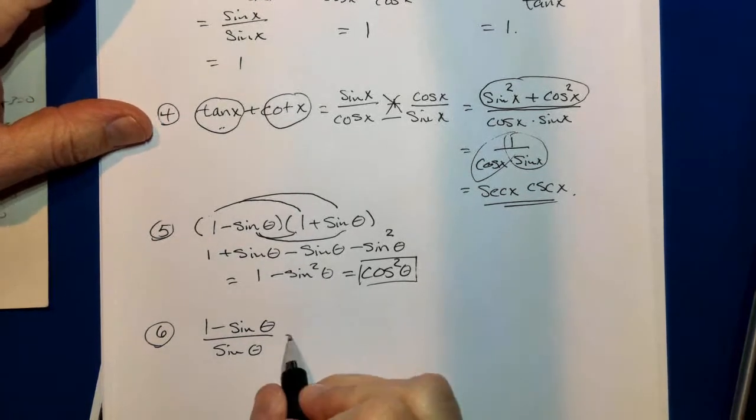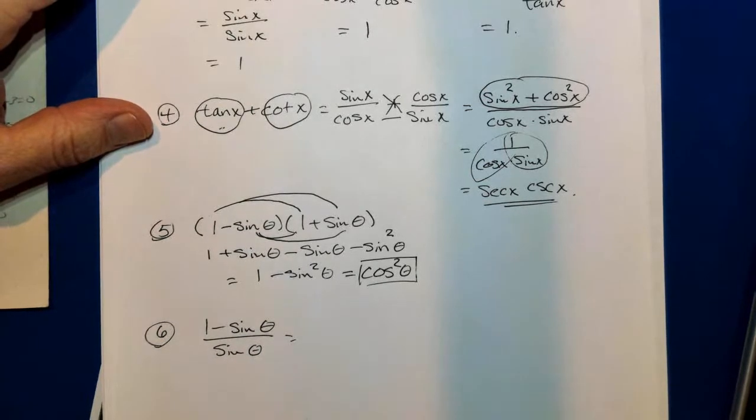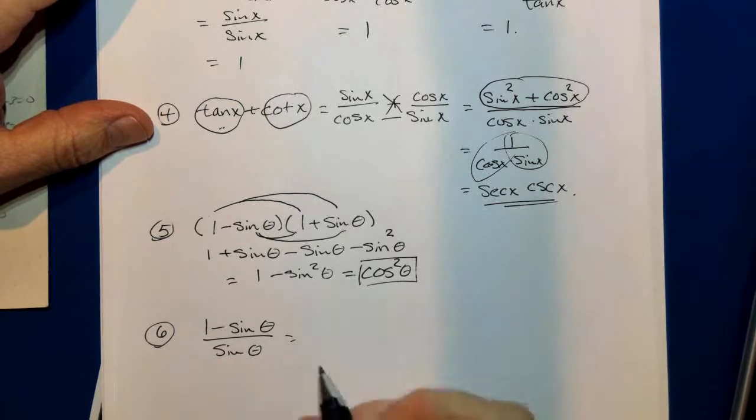Now I'm going to use a property in number 6 here. I'm going to use a property of fractions. Since this has a common denominator, I'm going to separate this.